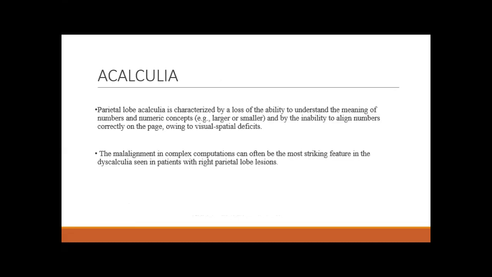Now, we talk about acalculia. Now, parietal lobe acalculia is characterized by the loss of ability to understand the meaning of numbers and numeric concepts. That is, if the numbers are larger or they are smaller. And by the inability to align numbers correctly on the page owing to visual spatial deficits. Now, the malalignment in complex computations can often be the most striking feature in dyscalculia, which is seen in patients with parietal lobe lesions.